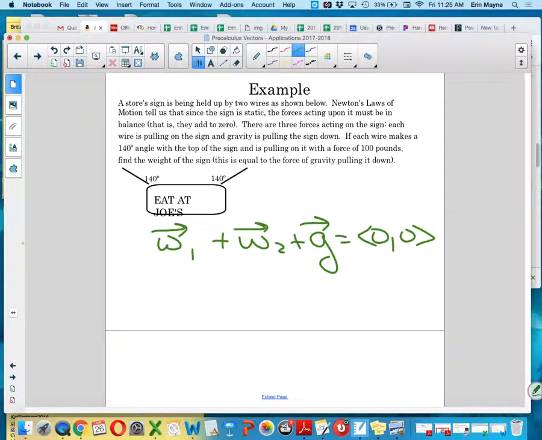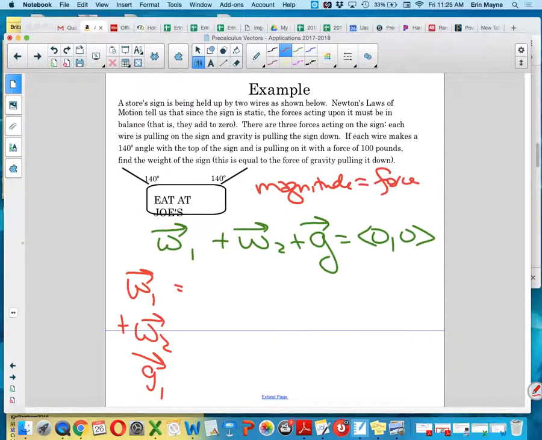Okay, the concept for each of these is similar to what we just did. Each will have its own component vector. The difference is, what did we say? Magnitude is replaceable by force. Okay, so we're going to do one together, and then you're going to try one in your groups.